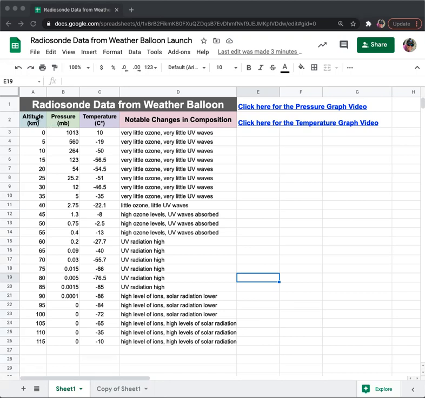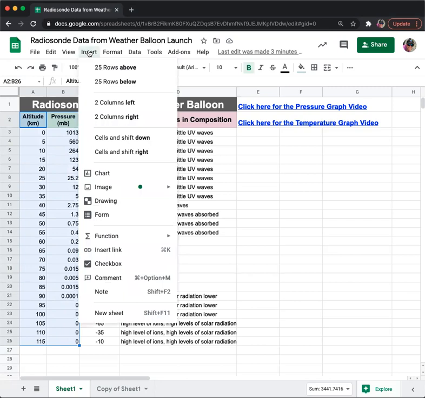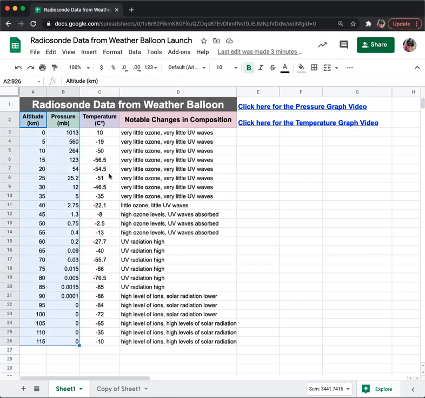So anytime you're making a graph in, I was going to say Microsoft Excel, but this is not Excel, it's Google Sheets. You want to click and drag over the information you want to graph. So notice I clicked on altitude and then I grabbed it and held it down until I highlighted all of the information I wanted. Now I'm going to go up to insert and I'm going to insert a chart. So that's all the way down here, boom, chart.